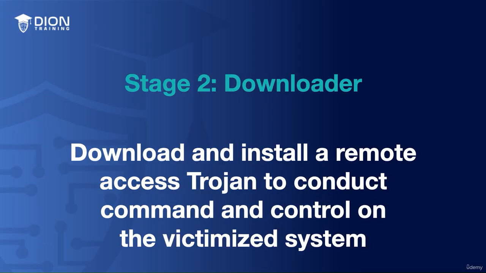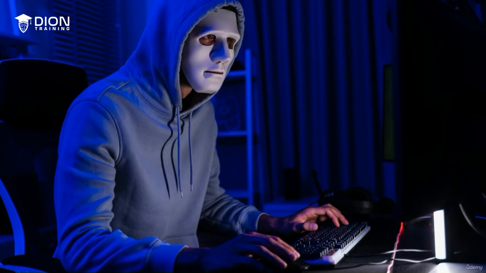Once the stage 1 dropper or downloader is activated, it's going to then try to install a second stage downloader that will download and install a remote access Trojan to give the threat actor the ability to conduct command and control over the victimized system. Once this access is established using a stage 2 downloader, the threat actor can then focus on consolidating their position on the system by using remote access tools to identify and infect other systems across the network. As the attacker spreads their influence across the enterprise, they're looking to compromise high-value targets like servers or domain controllers to give them an even stronger foothold into your network.